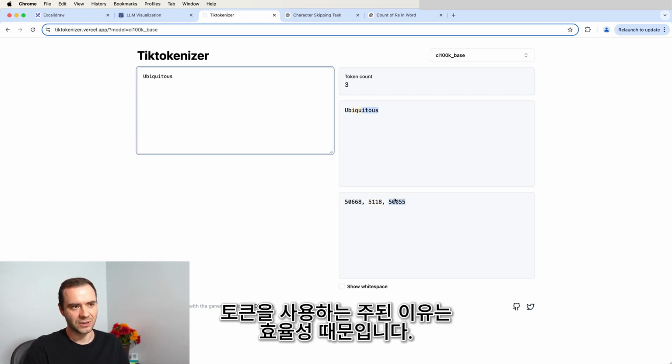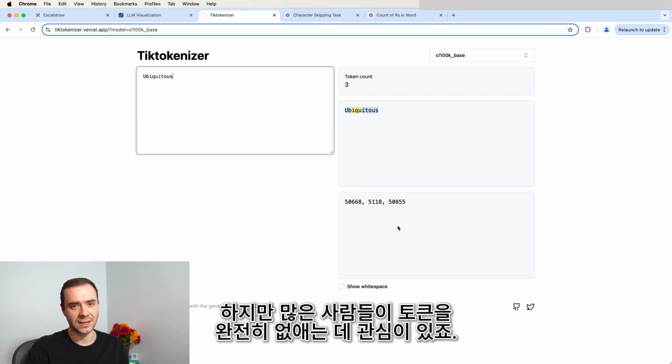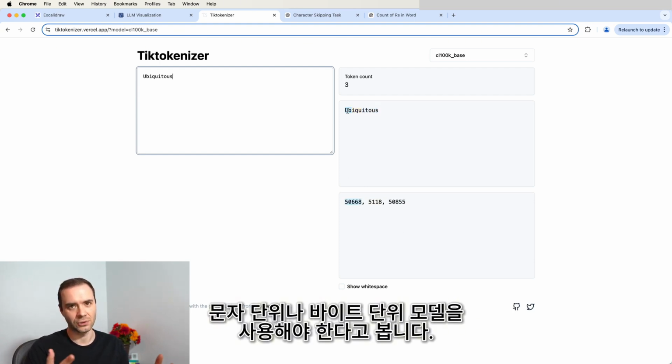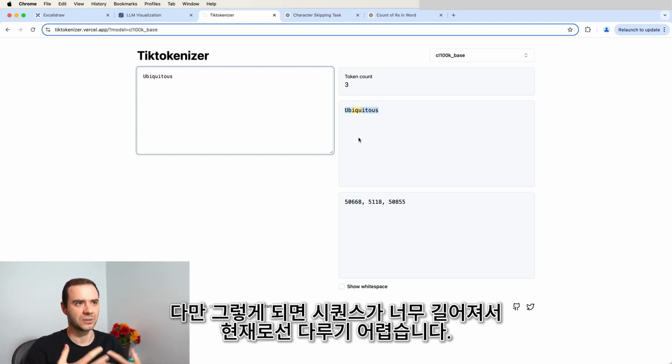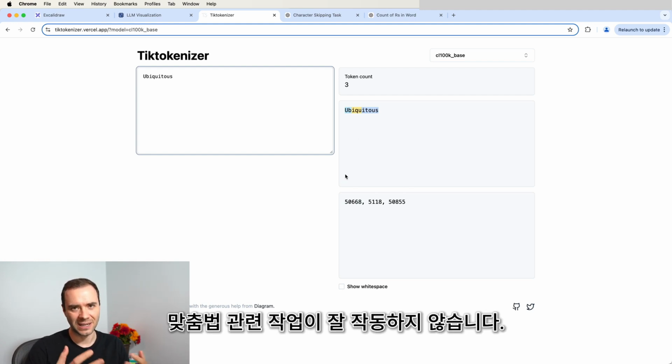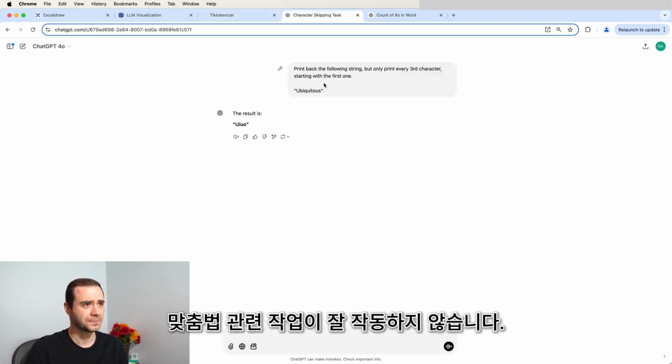The reason we even use tokens is mostly for efficiency, but I think a lot of people are interested in deleting tokens entirely. We should really have character level or byte level models. It's just that would create very long sequences, and people don't know how to deal with that right now. So while we have the token world, any kind of spelling tasks are not expected to work super well.